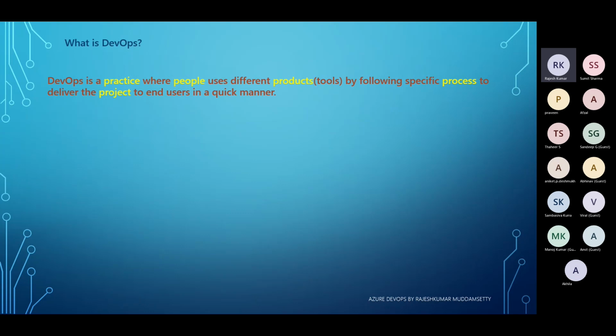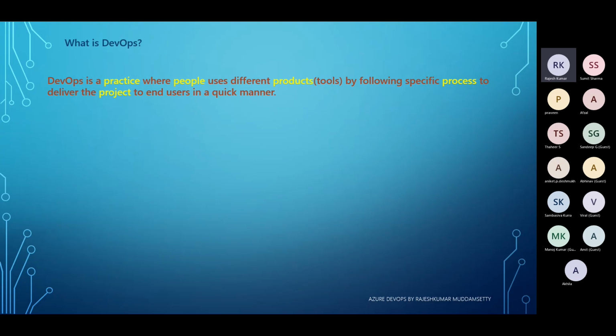So my definition is, DevOps is a practice where people... When I say practice, as I discussed about the waterfall model, agile model, there are many different models available for how you are going to implement the software. So DevOps is a practice where people means IT engineers, whatever role they might be working, developer, tester, IT administrator, network engineer, any person, use different products, in the sense the tools, the software stack, whatever you are using.